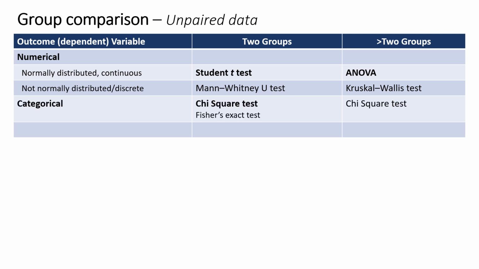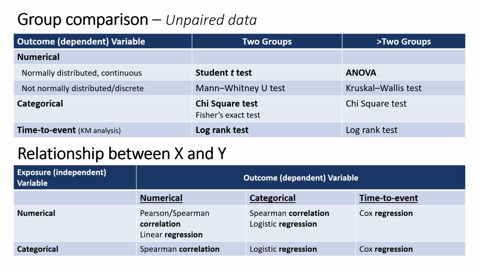If we are comparing two or more groups regarding a categorical variable, then the chi-square test is the most commonly used. The most commonly used test to compare time to event data using the Kaplan-Meier method is the log-rank test. If we are exploring the relationship between two variables, the choice of the test depends on the nature of the outcome or the dependent variable. In most cases, we will use some kind of correlation or some sort of regression.